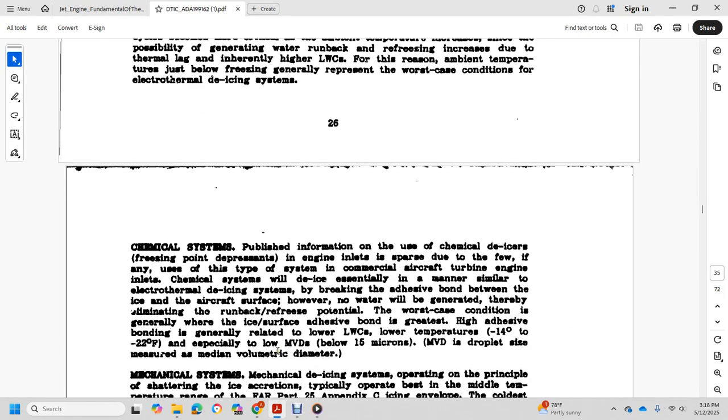Chemical system. Published information on the chemical de-icer freezing point depression of the engine intake with the receptor parts due to the diffuse, with any use of the system in commercial aircraft with the turbo and engine inlet.